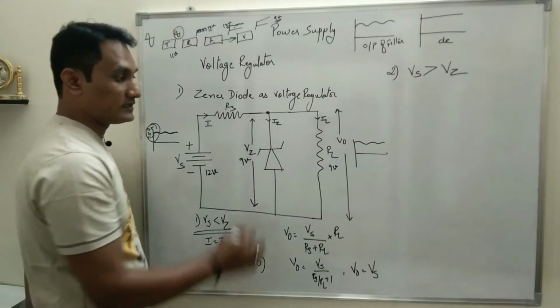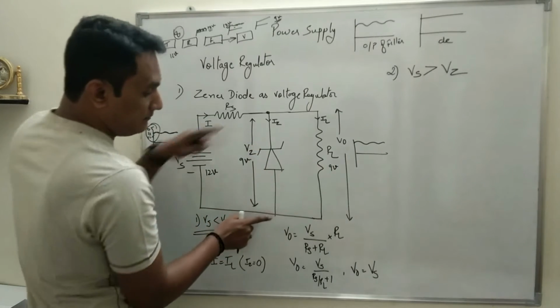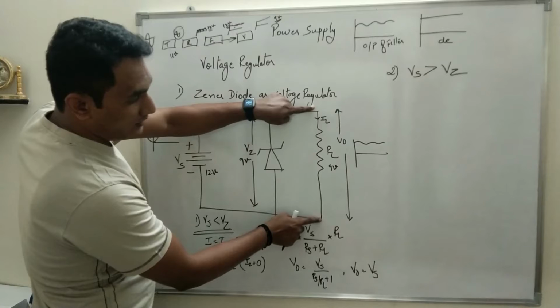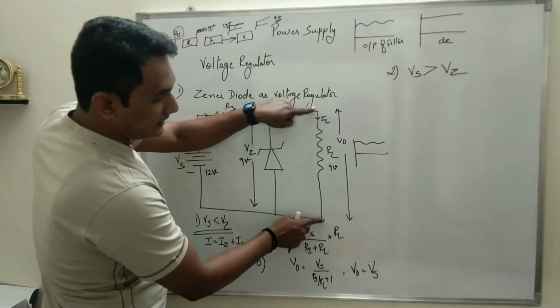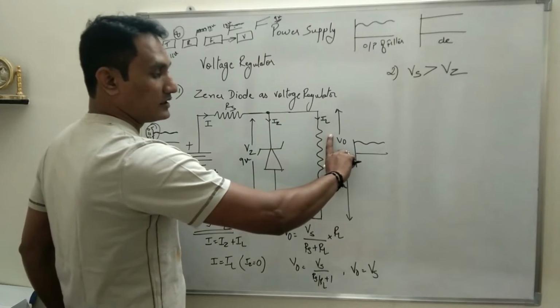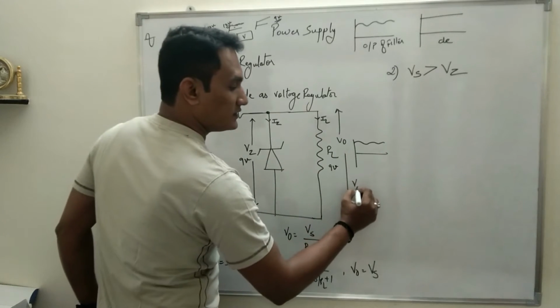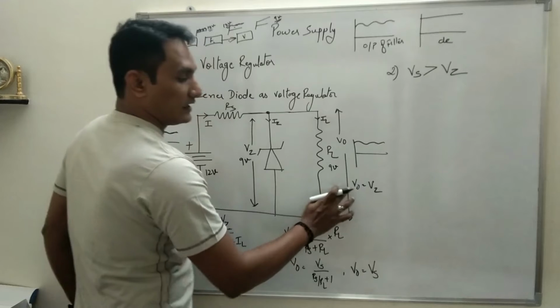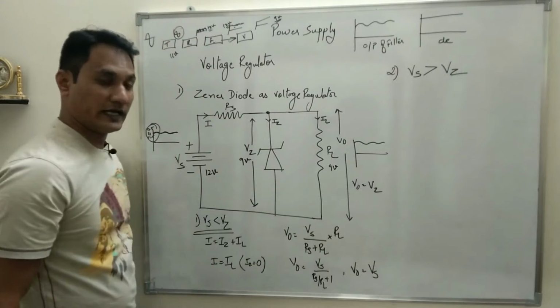So the output voltage, as the Zener is connected in parallel to the load resistance, as these two are connected in parallel, the voltage drop across the Zener diode will be the voltage drop across the output. So we say V0 is equal to Vz. And what is Vz? Vz is equal to 9 volt.